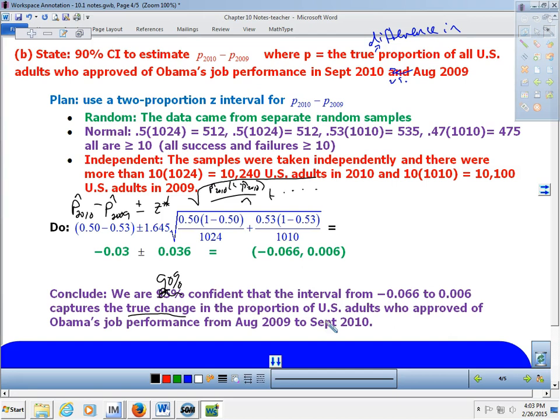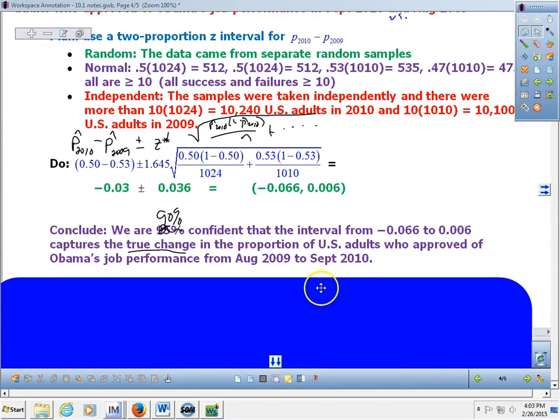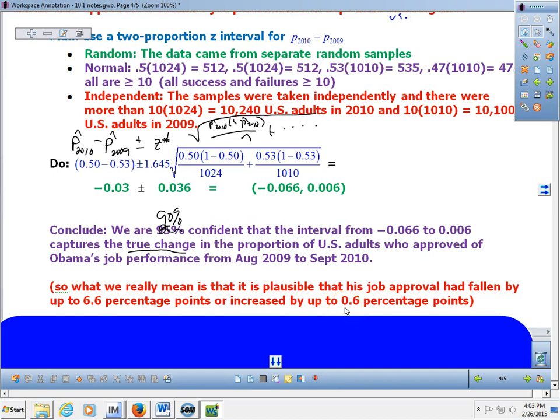So what does that really tell us? What information is that really giving us? Okay? What that really means is that it's plausible that his job approval had fallen by up to 6.6 percentage points, right? Because a negative value indicates that his 2009 approval rating was higher than his 2010. So it's plausible that his job approval had fallen by as much as 6.6 percentage points, or it's plausible that his job approval rating had increased by as much as 0.6 percentage points. Okay, that's what our interval is letting us know.